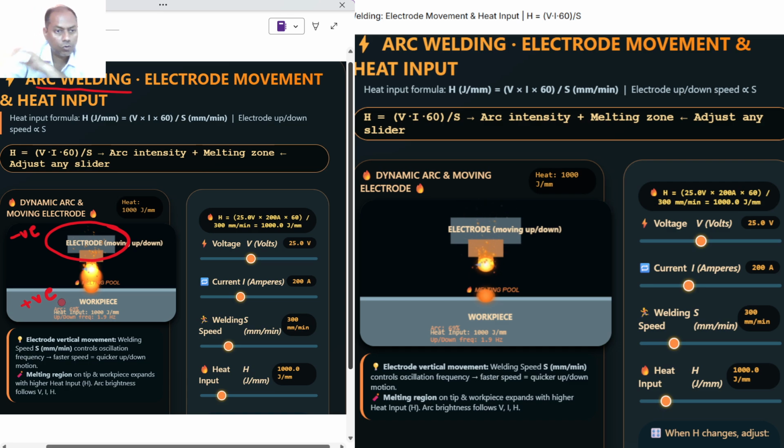Because we want more and more heat on the workpiece, to melt the workpiece at a higher rate compared to the electrode. So to transfer this amount of heat to the workpiece, what are the different parameters? We have the parameters voltage V, current I, and H, which is a function of S, the speed of the electrode. So this is the expression for getting the H value, how much heat we will get on the workpiece.